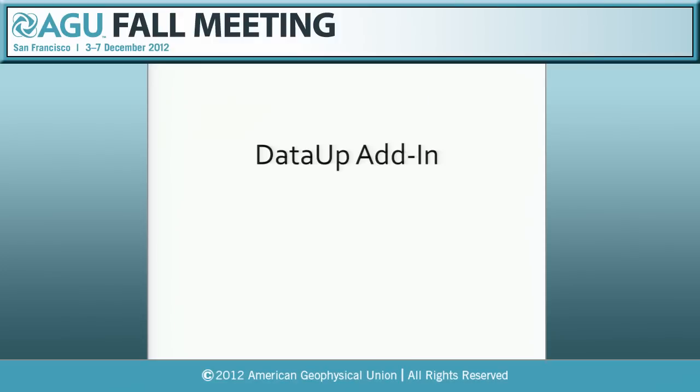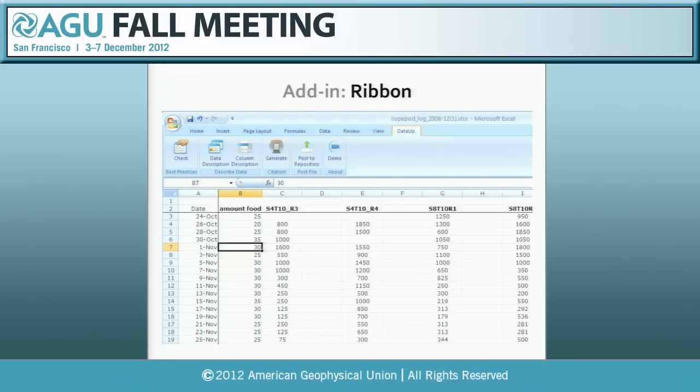So I'm going to talk a little more about OneShare in just a second, but I wanted to show you the 2 main differences with the add-in. It does the exact same thing, except you get a lovely ribbon at the top there that has those various steps that we just went through: the check for best practices, the metadata, generating the citation, and then posting to a repository. You can, however, actually see your data while you're going through these various steps if you're using the add-in. That's not the case for the web app.